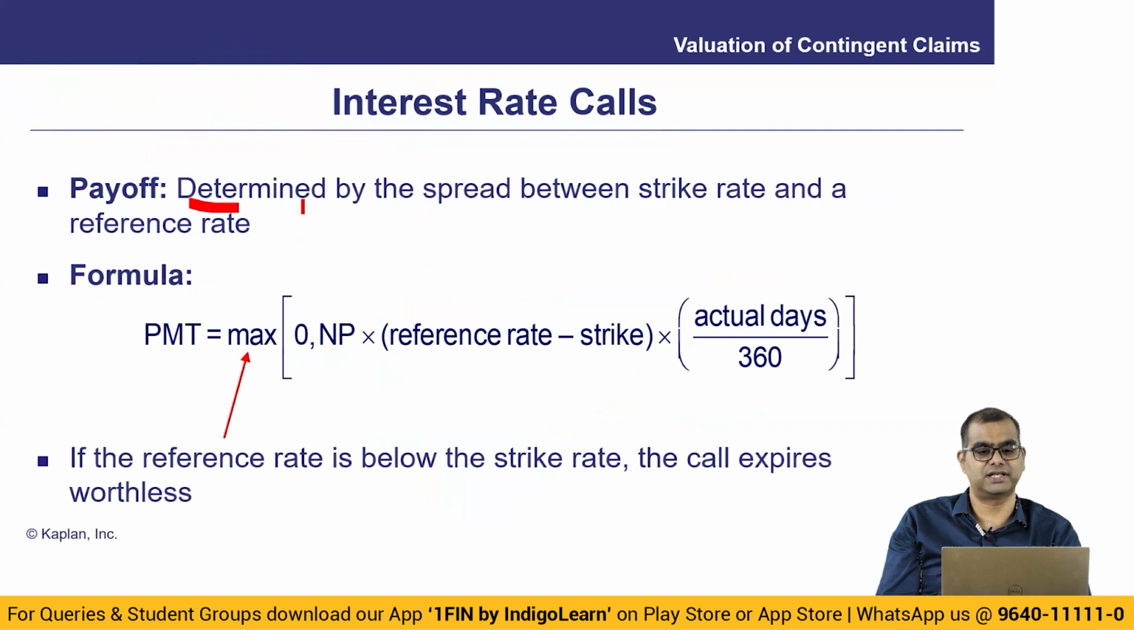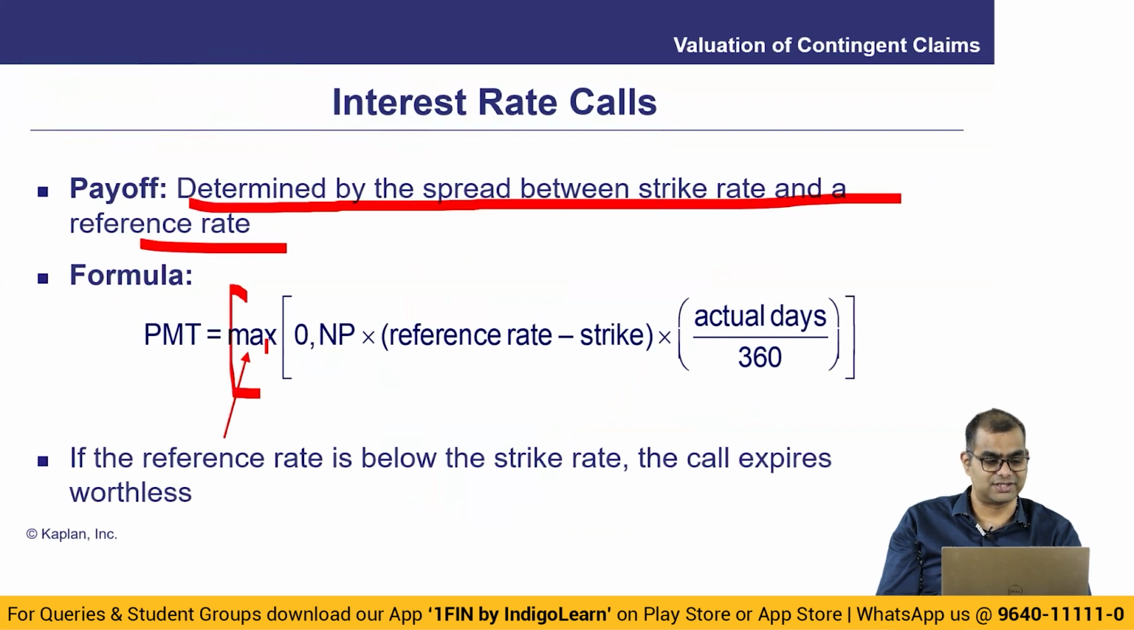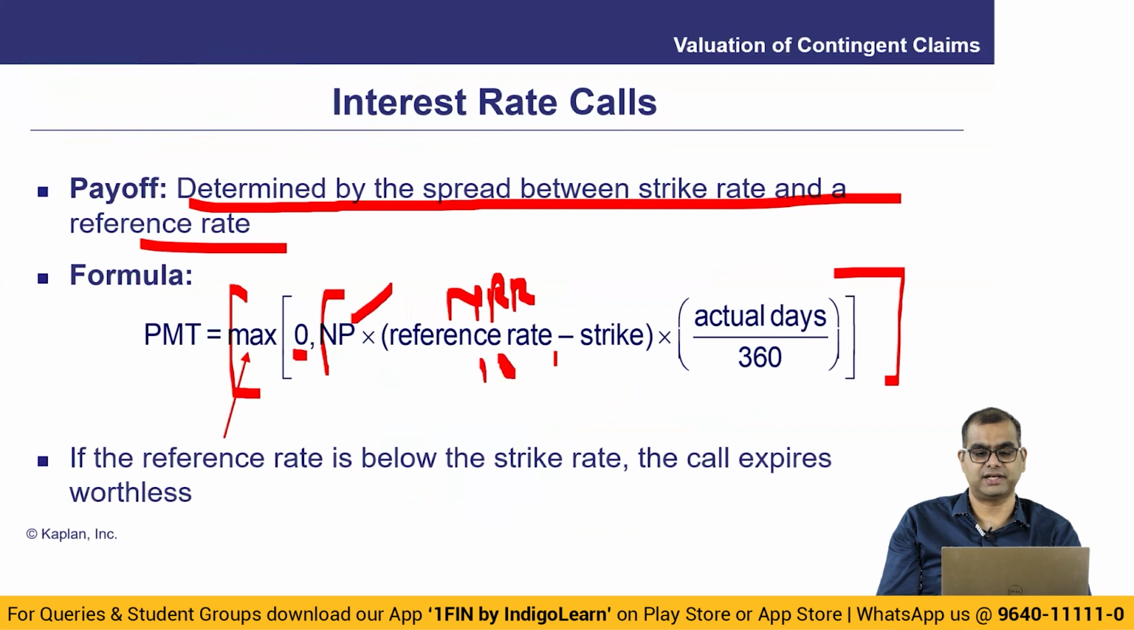The payoff of an interest rate call is determined by the spread between the strike rate and the reference rate. What is the formula? It is the max of. This is where the optionality comes in, that is, my profit is either 0 or this one. Here NP is the notional principal, then the market reference rate and the strike rate, say 10% and 5%. The difference between those two, times actual days by 360. Please note the number of actual days by 360. If you have taken a call for 90 days, it is 90 by 360.